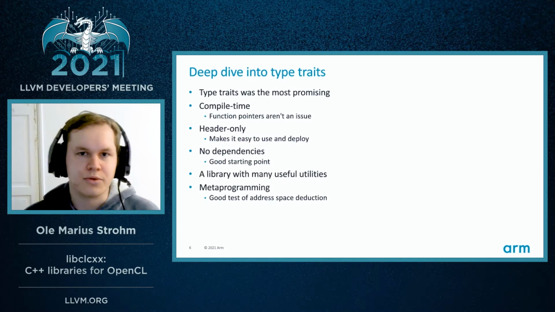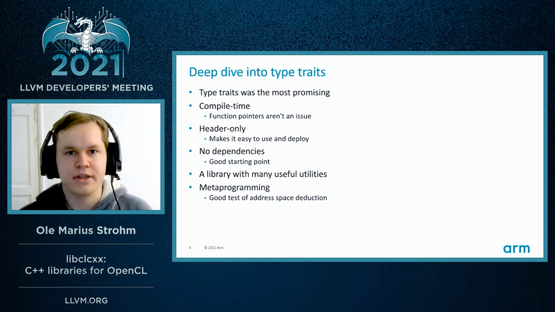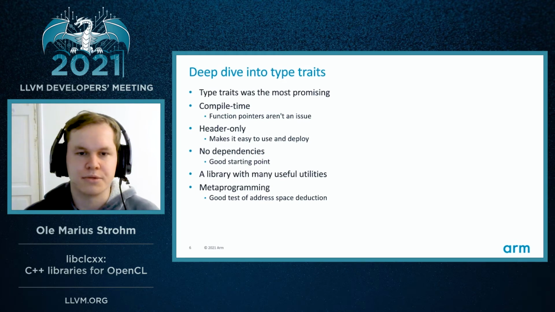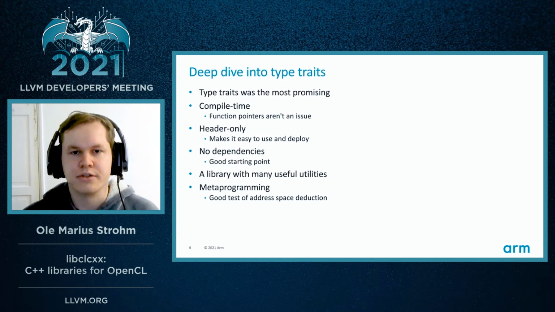So after looking through a lot of the libraries in libcxx, I decided that type traits was the most promising. This is because it is compile time, which means that unsupported features such as function pointers are not an issue because they disappear at compile time. It is also header only, which makes it easy to use and deploy, and it has no dependencies, which makes it a good starting point for this exploration. It is also a library with many useful utilities and features a lot of metaprogramming, which makes it a good test of the address space deduction in relation to templates.